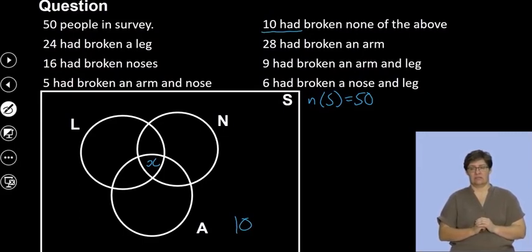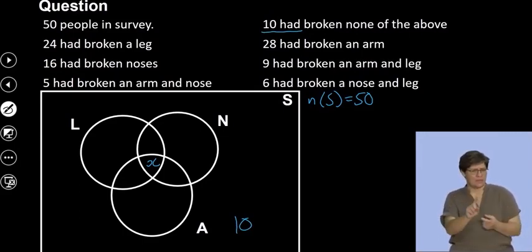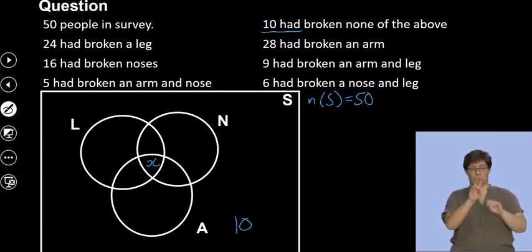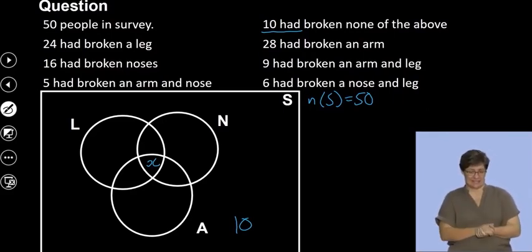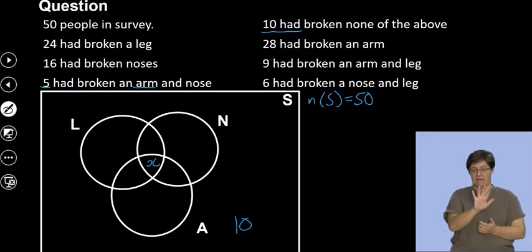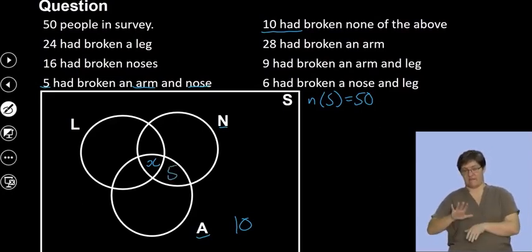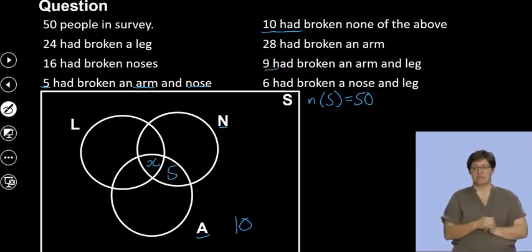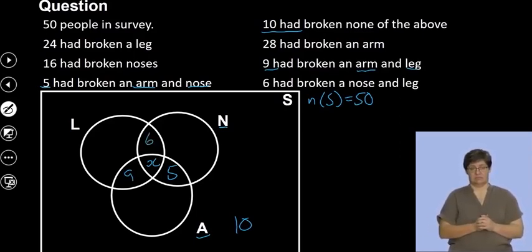Now, my approach to finding the others is to recognize that if you can look at the intersection of two things, you can add those in quite easily. So we recognize that 5 had broken an arm and a nose. Where we see nose and arm, we can put a 5 into that space. We recognize that 9 had broken an arm and a leg, so we're going to put 9 into that space. We recognize 6 had broken a nose and a leg, so nose and leg, we are going to put 6 into that space.